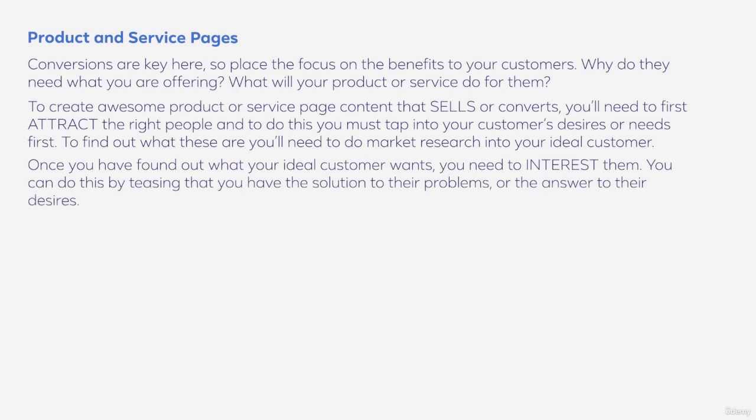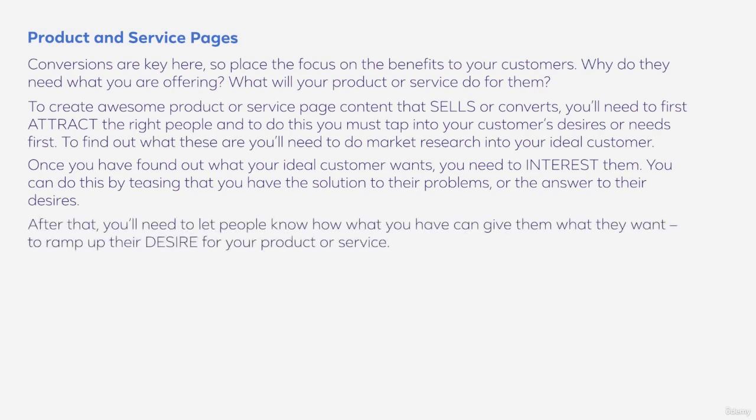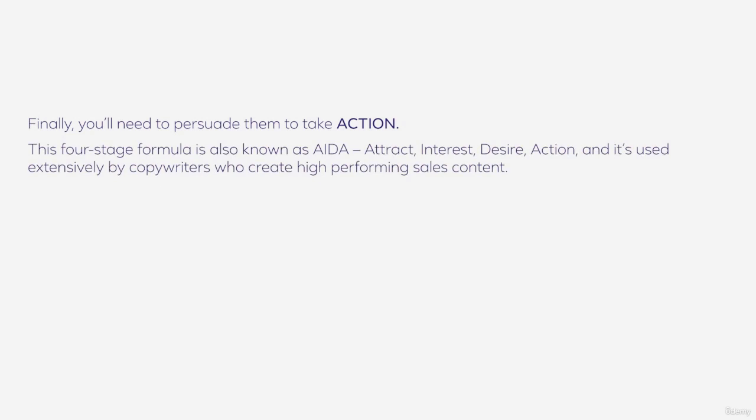Once you've found out what your ideal customer wants, you need to interest them. You can do this by teasing that you have the solution to their problems or the answer to their desires. After that, you need to let people know that you can give them what they want to ramp up their desire for your product or service. Finally, you'll need to persuade them to take action. This four stage formula is also known as AIDA: attract, interest, desire, action. And it's used extensively by copywriters who create high-performing sales content.